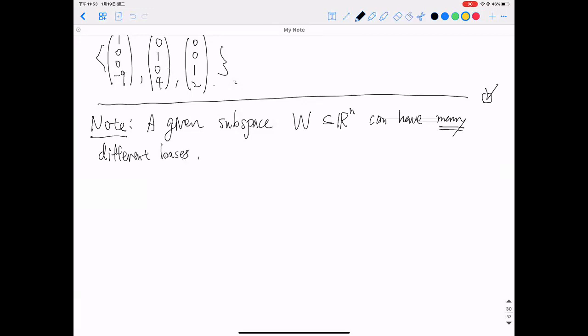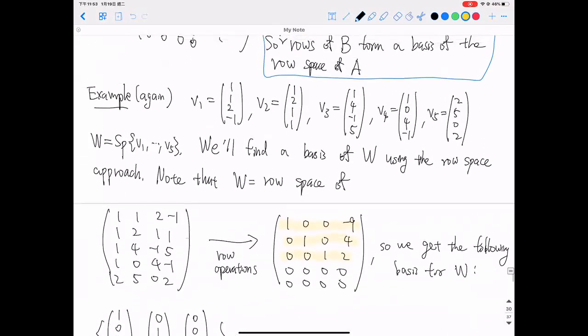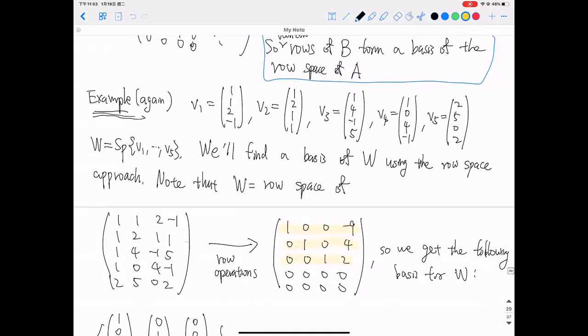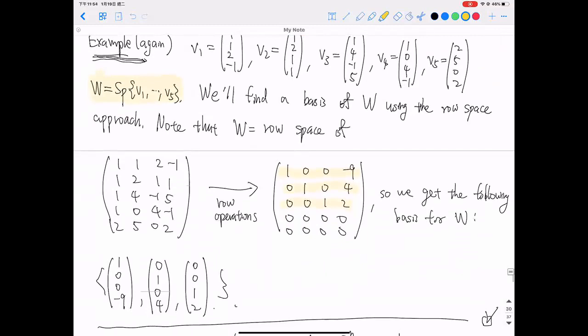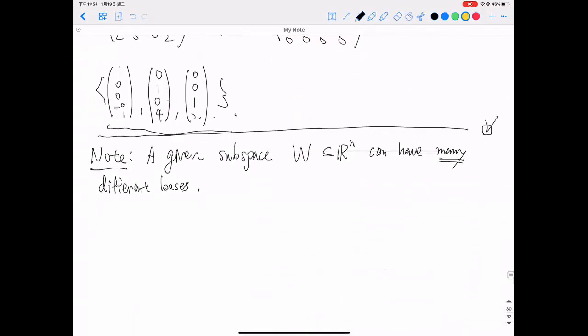Okay, as we've seen in the previous example, for this W, we've exhibited two bases. One is a subset of the V's, the other is here. So there are certainly many different bases possible for any given W.